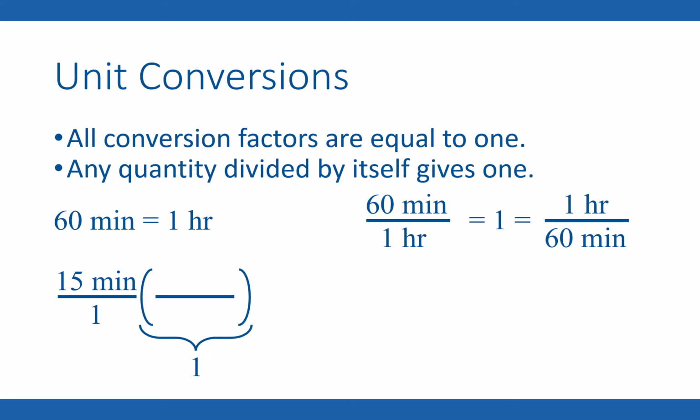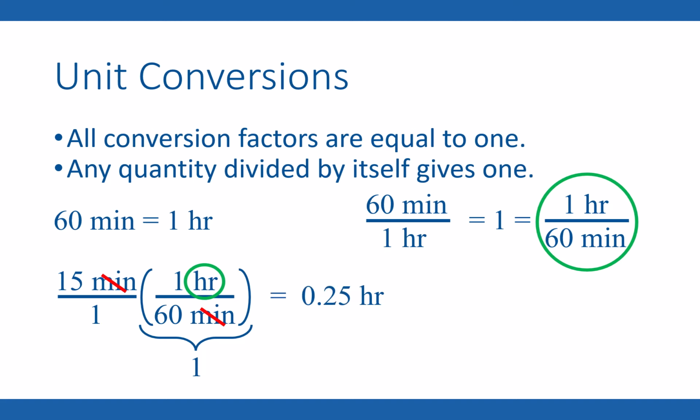In our original number, 15 minutes, the unit minutes is in the numerator. To cancel that out, we need a conversion factor that has minutes in the denominator. So we use 1 hour over 60 minutes as our conversion factor. We can cancel the minutes, leaving hours as the only unit. Then we divide the numbers to get 0.25 hours. 15 minutes is a quarter of an hour.